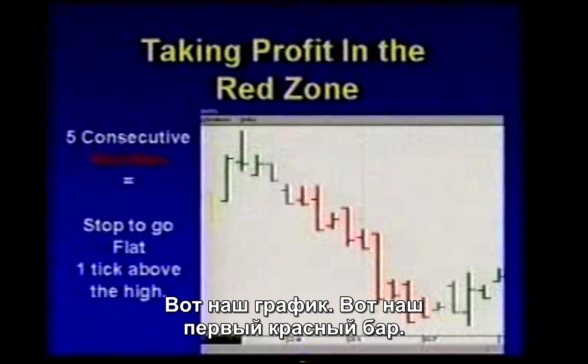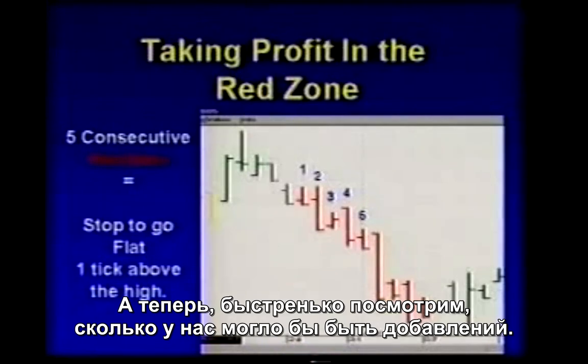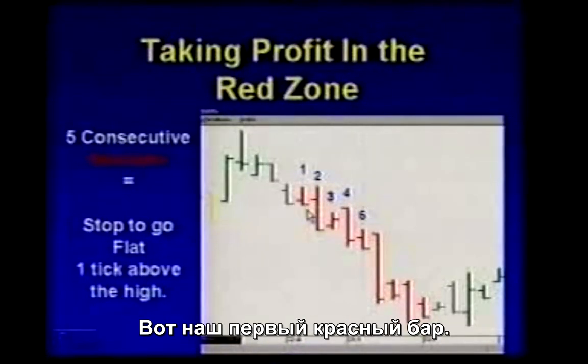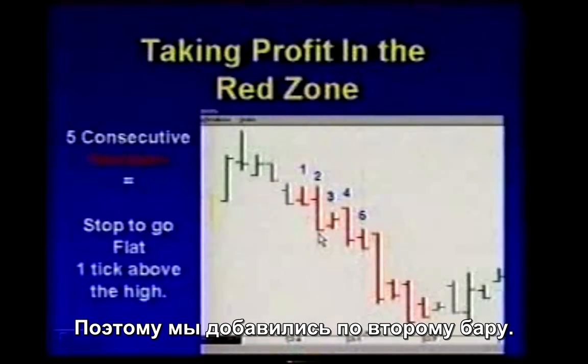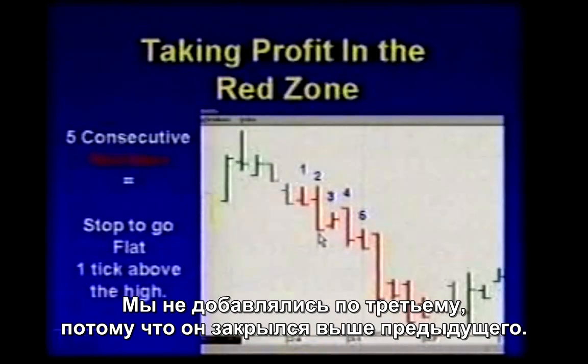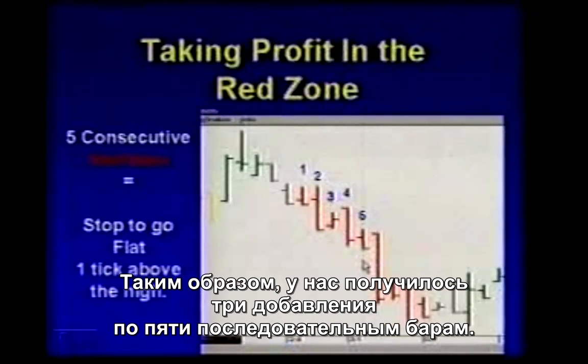So here's a chart. Here's our first red bar. There's our second consecutive, third, fourth, and fifth. Now, let's take a look at how many actual add-on sales we would have had real quick before we go on. Here's your first red bar, so you have 1 to create, 2 to initiate, so we added on the number 2. Did not add on number 3 because it's a higher close. We did add on number 4, and we did add on number 5. So you had 3 add-ons out of your 5 consecutive bars.